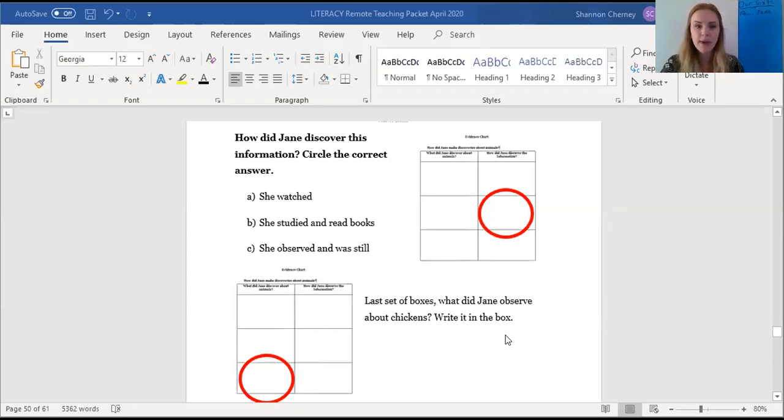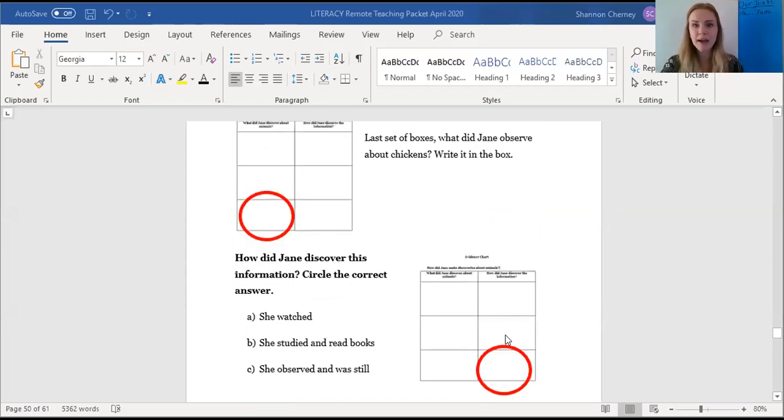Nice. Okay, for the last set of boxes, you're thinking about what did Jane observe about chickens? And you're writing that down in the box. And then how did she discover the information about chickens? So this one you're going to do on your own. You're going to go back to the video, open a new tab with the video if you don't already have it open. Remember, it is linked in your work from yesterday. You can also just type in Me, Jane, and it should come up.